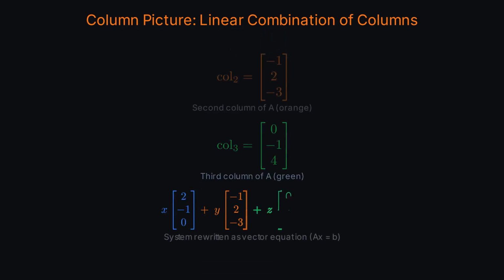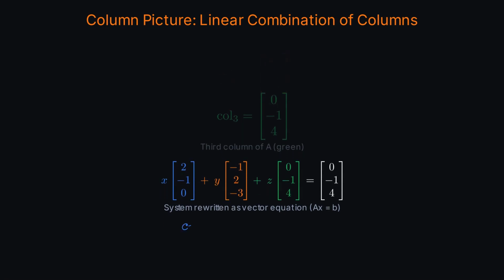Now rewrite the system as x times the vector 2, negative 1, 0, plus y times the vector negative 1, 2, negative 3, plus z times the vector 0, negative 1, 4, equals the vector 0, negative 1, 4. This is what we call the column picture, a linear combination of the columns of A.